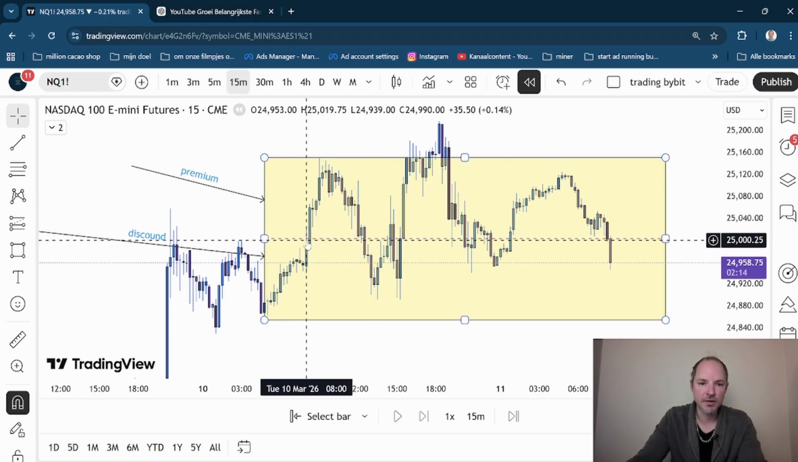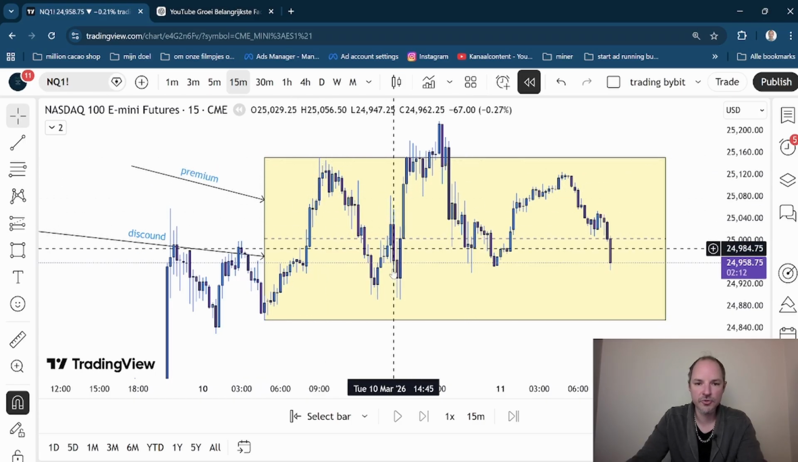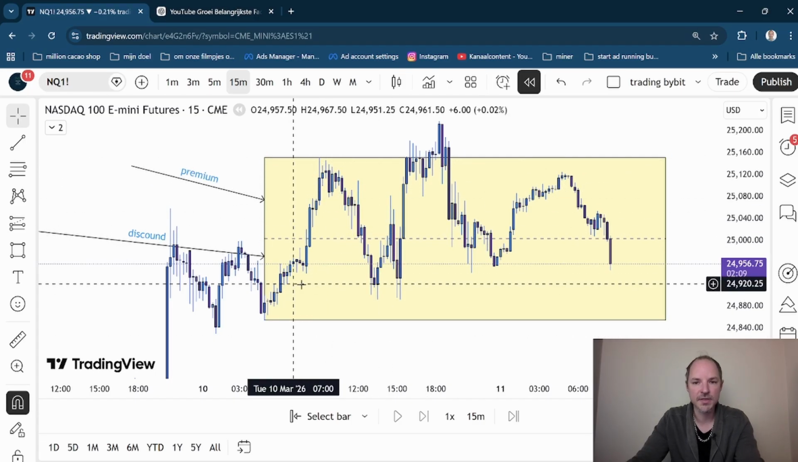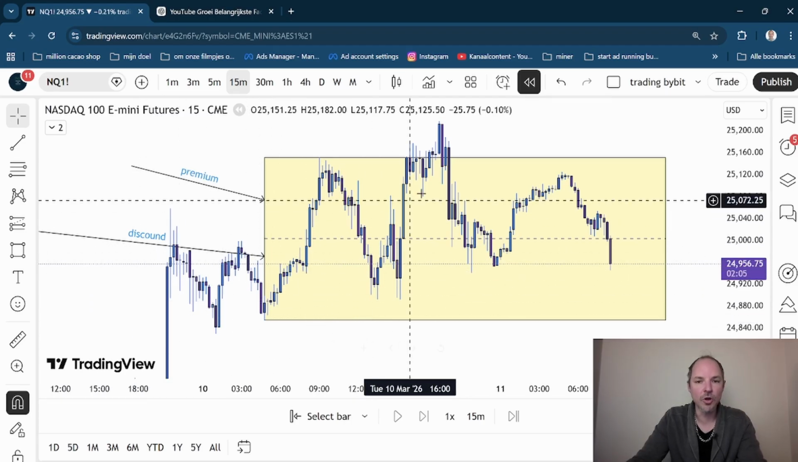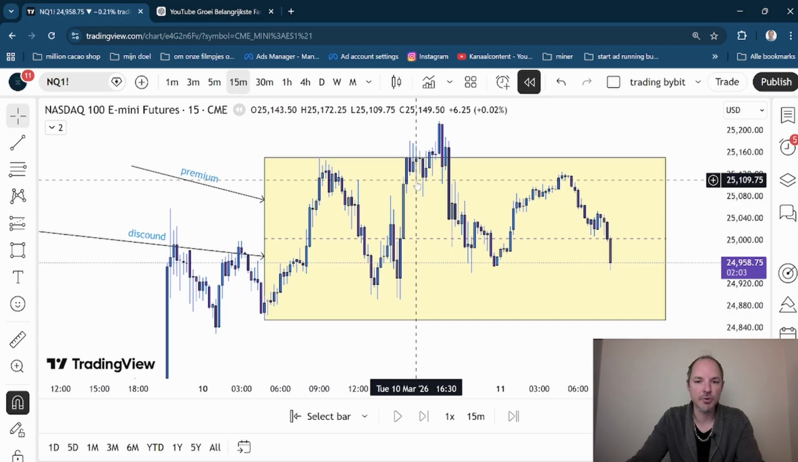So anything above that 50 level is good to short if the market is heading downwards. Anything below, in discount, is good to long when the market is actually bullish.